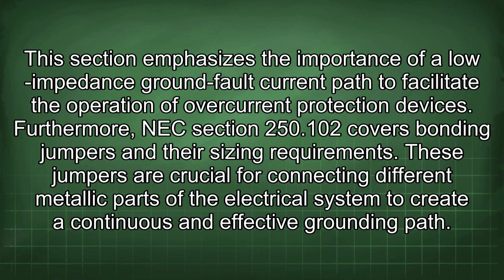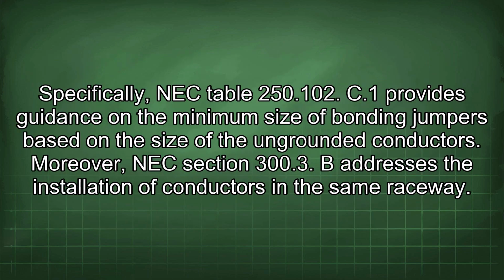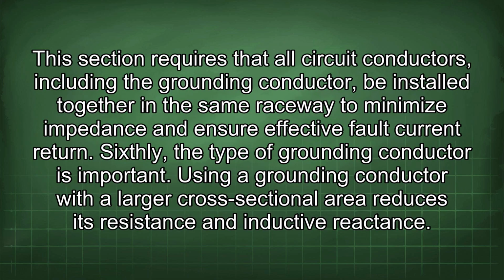Furthermore, NEC Section 250.102 covers bonding jumpers and their sizing requirements. These jumpers are crucial for connecting different metallic parts of the electrical system to create a continuous and effective grounding path. Specifically, NEC Table 250.102(C)(1) provides guidance on the minimum size of bonding jumpers based on the size of the ungrounded conductors. Moreover, NEC Section 300.3 addresses the installation of conductors in the same raceway. This section requires that all circuit conductors, including the grounding conductor, be installed together in the same raceway to minimize impedance and ensure effective fault current return.